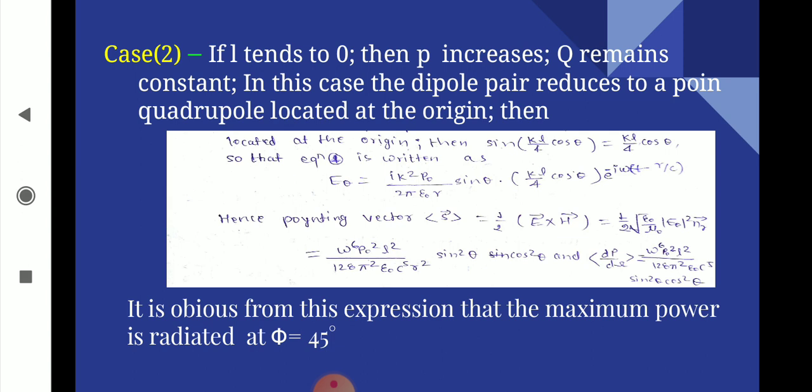So Poynting vector will be equal to half E cross H. So we will put all these values and we will get the value of dP upon d omega. So it is obvious from this expression that the maximum power which is radiated, it will be radiated at the angle 45 degree.